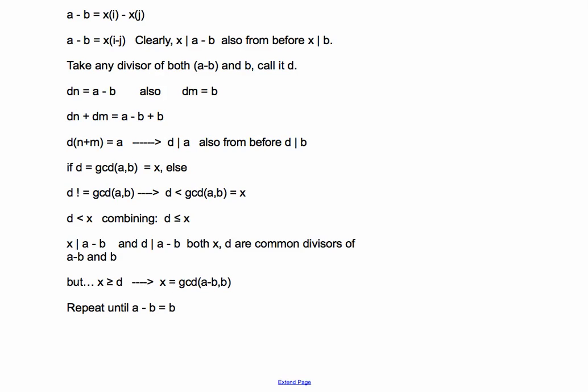The last thing we want to know is, how do we know that eventually we're going to get A minus B is equal to B? You might think that it's possible to go on infinitely and just never get A minus B is equal to B. Unfortunately, or fortunately, actually, it is not possible to go on forever. It will terminate.